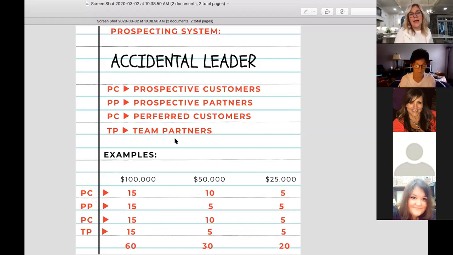So if you're like, okay, that's too much, I can't make 60 connections a week, then here's what you need to do to make 50,000: 30 connections a week, 10 prospective customers, 5 prospective partners, 10 preferred customer connections, 5 team. Say I don't have 15 distributors yet. Well, you probably have 5, and if you don't even have 5, then I bring that number right up here and I try to connect with 10 prospective partners then.